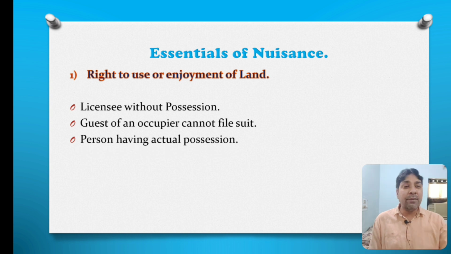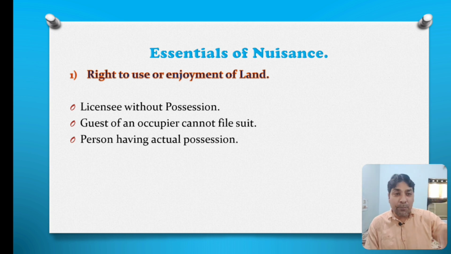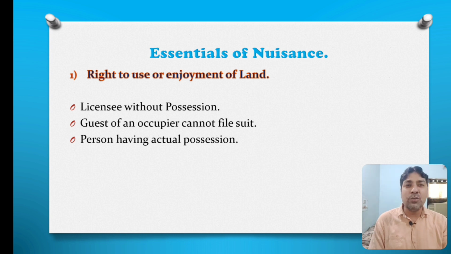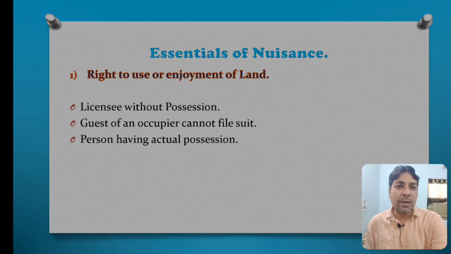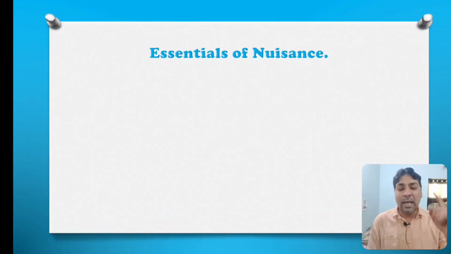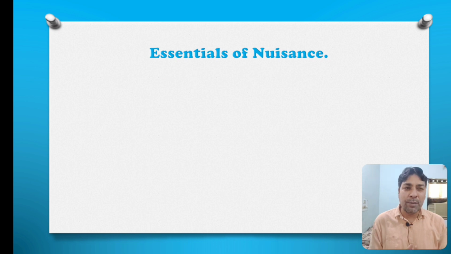Then, person having actual possession. Suppose a person has possession of any property. Being the possessor of that property, he has a right to use or enjoyment of land. He can prove that, and that's why the person having actual possession will be entitled to file a suit for the tort of nuisance. So the first essential is the right to use or enjoyment of land.